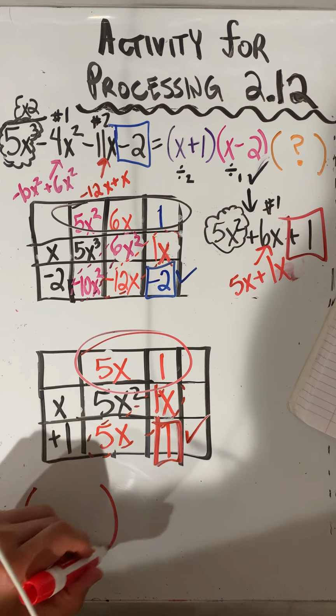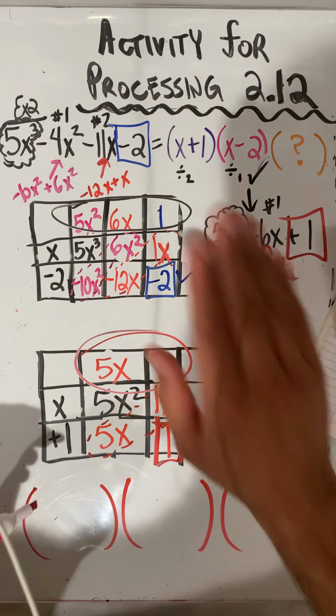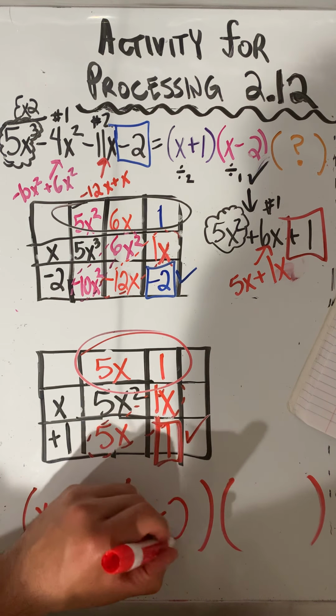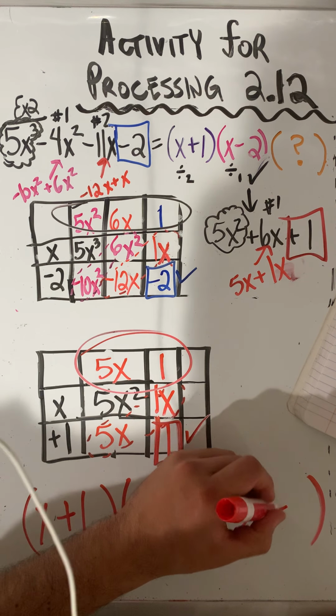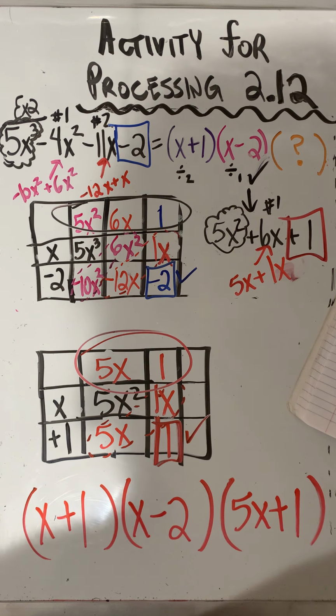Now, it did ask us to rewrite the polynomial as a product of 3 linear factors. The first one being x plus 1. The second linear factor is x minus 2. And the third linear factor is 5x plus 1. All right, there we are. We're going to take a pause here. Let's see how we do.